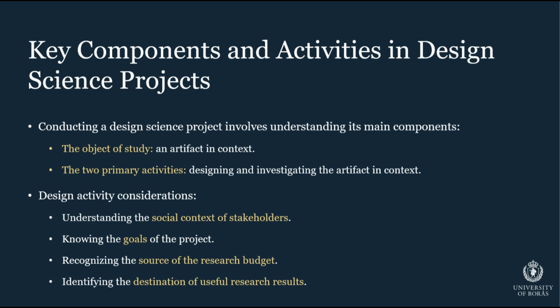To conduct a design science project, you need to understand its main components, the object of study and the 2 primary activities involved. The object of study is an artifact in context, while the 2 primary activities are designing and investigating this artifact in context. For the design activity, it is crucial to understand the social context of the stakeholders and the goals of the project. This context is the source of the research budget and the target for the useful research results.